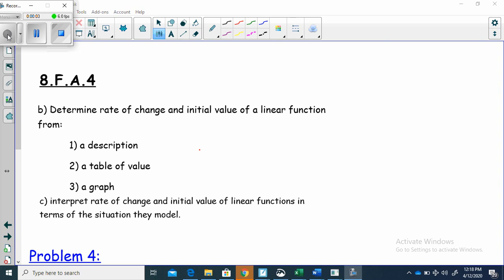This is problem 4 of function 8f(a)(4). We're going to determine the rate of change and initial value of a linear function from a description, a table of values, or a graph. Then we're going to interpret the rate of change and initial value of the linear function in terms of the situation that they model. That being the case, let's look at our problem.